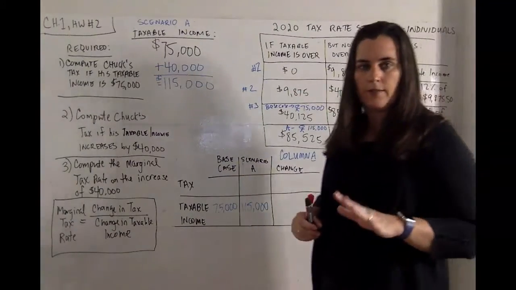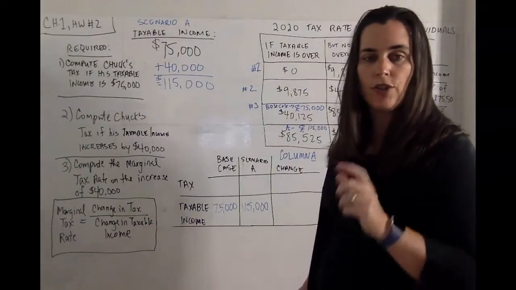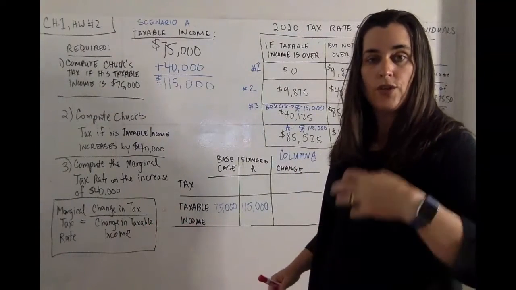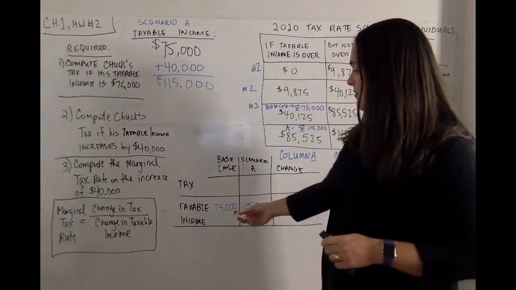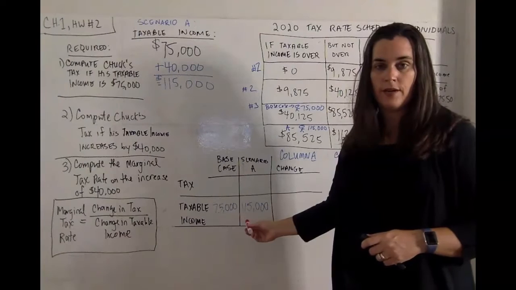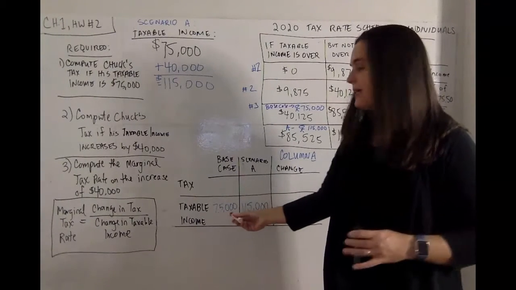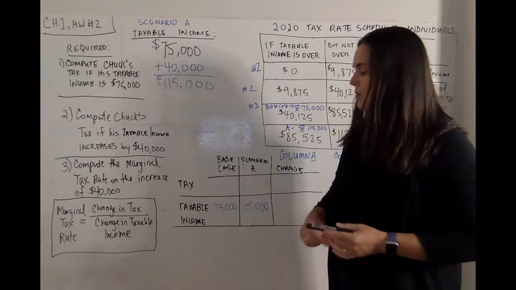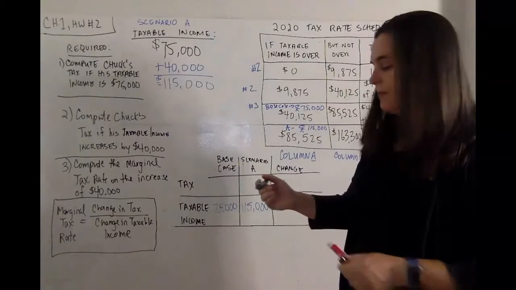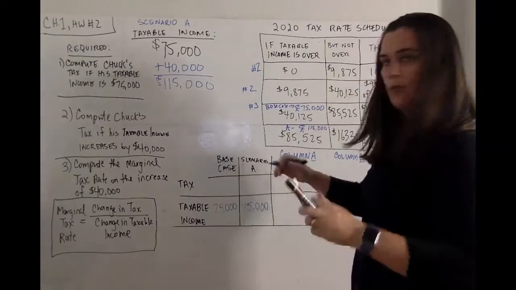Now the formula for the marginal tax rate is this. It's going to be the change in tax over the change in taxable income. So these are components that we just computed in the earlier videos. I have the taxable income already laid out down here. It was $75,000 in the base case, meaning the starting facts, and then it increased by $40,000 to $115,000. We just computed the tax. That's what we did in the previous two videos.